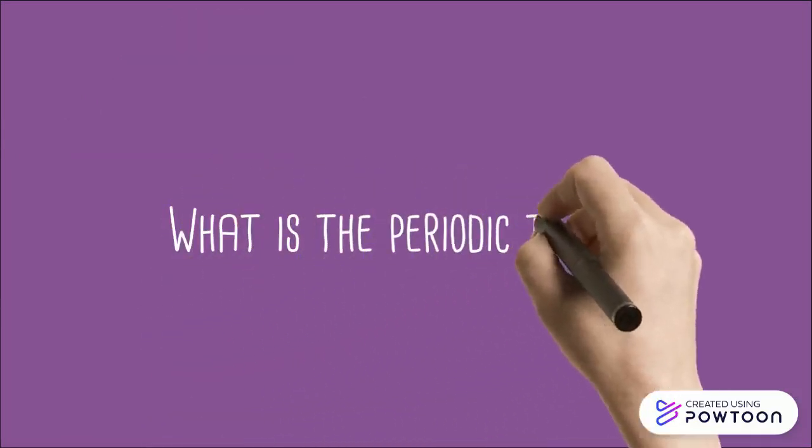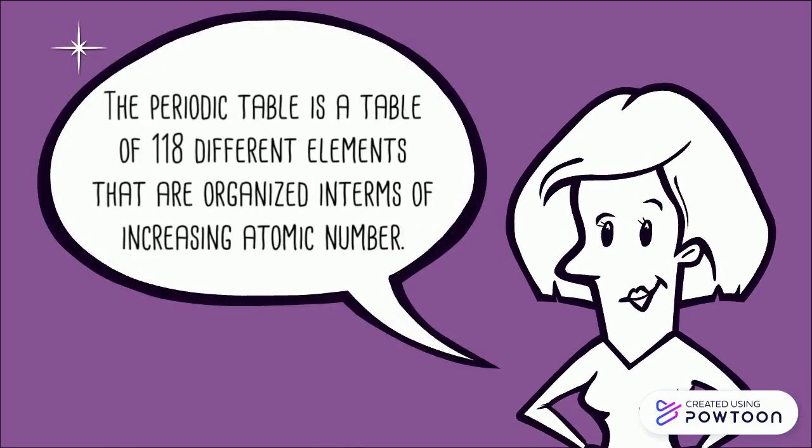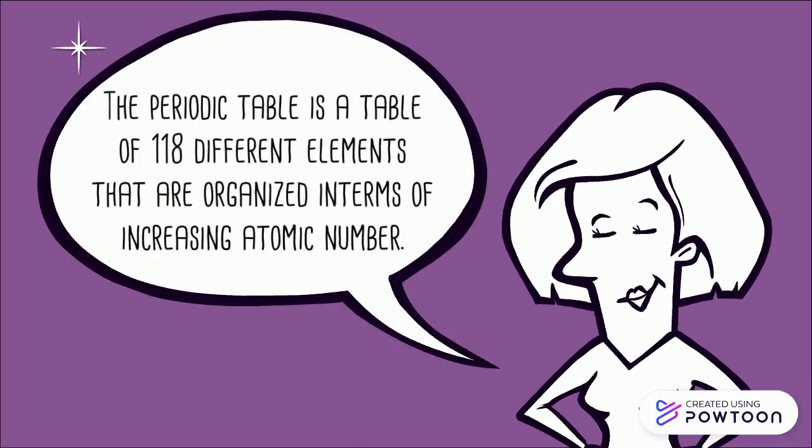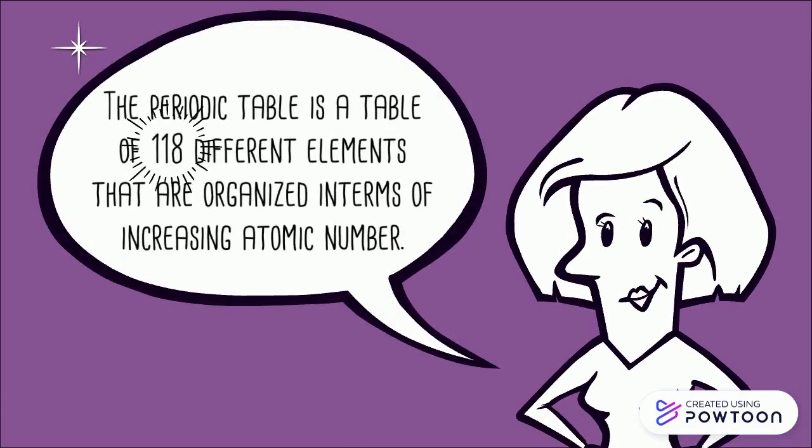So, what is the periodic table? Well, as of 2016, the periodic table is a table of 118 different elements that are organized very precisely in terms of increasing atomic number.